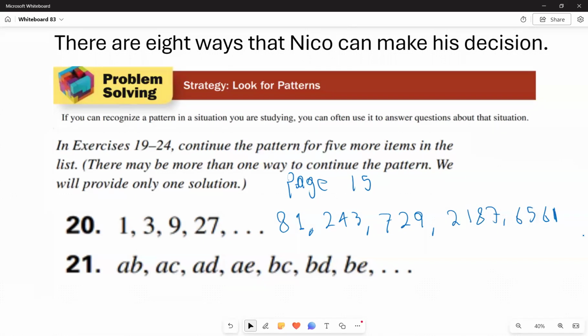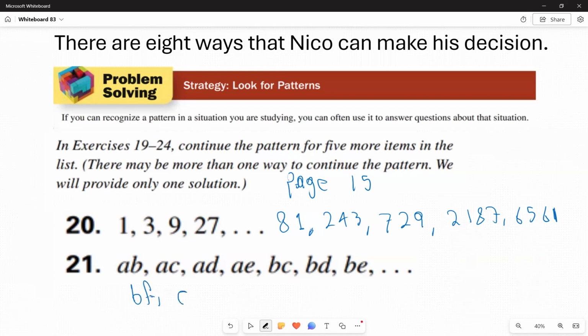Now the next one, number 21. One way to see it, and this is the solution in the back of the book, is that we have a letter and the next letters that follow that letter. For example, the four letters following A are B, C, D, and E. Then they stop there, and the next first letter is B. The four letters that follow B are C, D, E, and F.